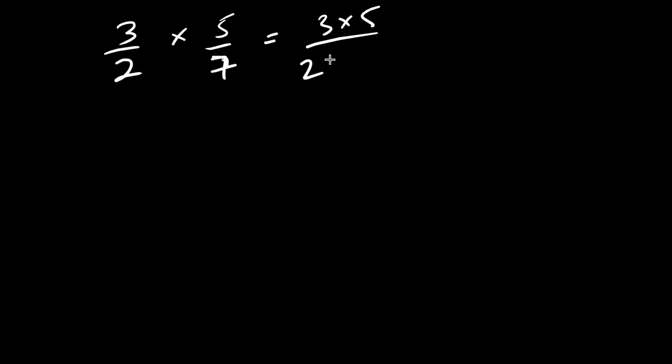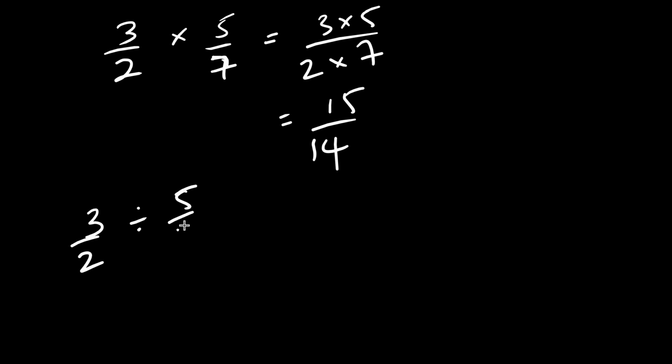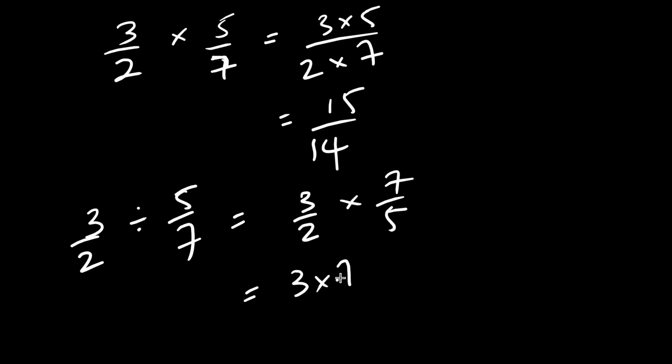If I have 3 over 2 times 5 over 7, and I'm multiplying, I can just multiply across. So it's going to be 3 times 5 over 2 times 7, 15 over 14. If I had 3 over 2 divided by 5 over 7, we first have to find the reciprocal of 5 over 7, which is just inverting to give us 7 over 5, and then it's business as usual. It's 3 times 7 over 2 times 5, or 21 over 10. All right, or 2 and 1/10.